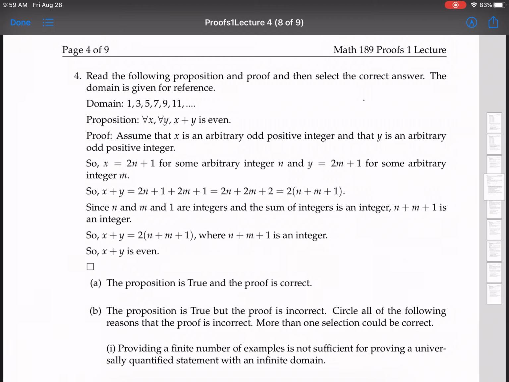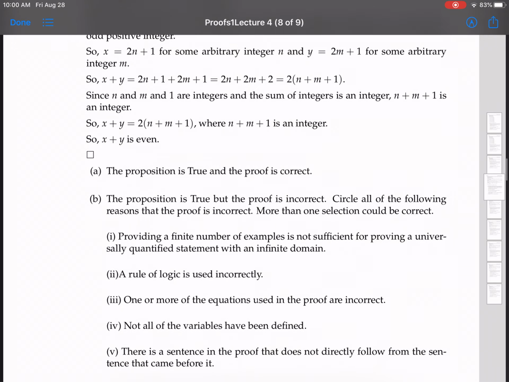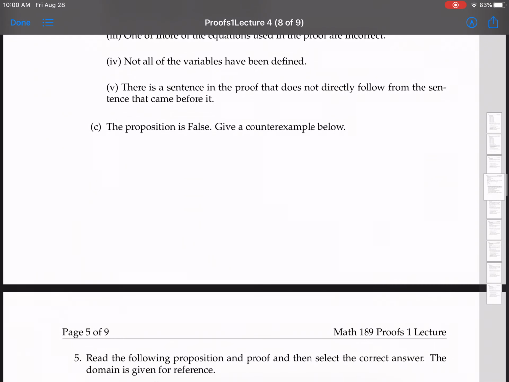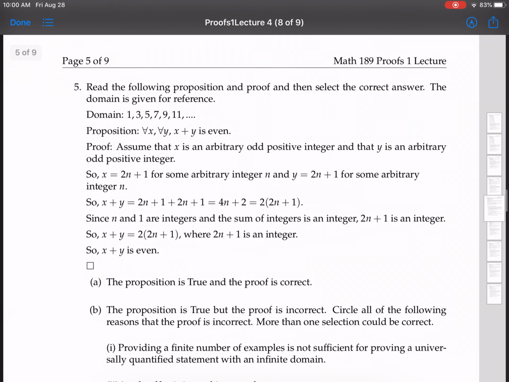In the previous video, I discussed why this proposition and proof were both correct. Now, let's move on to the same proposition, but an incorrect proof of it.